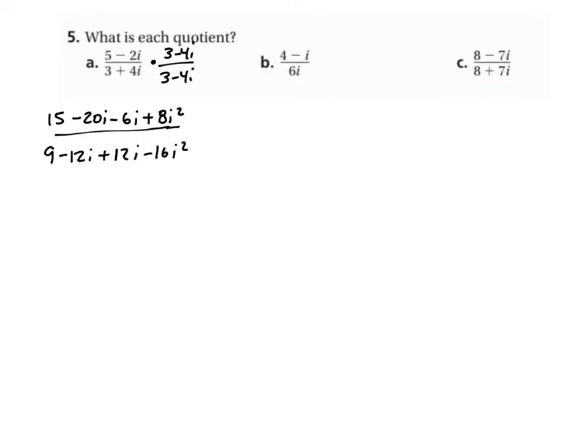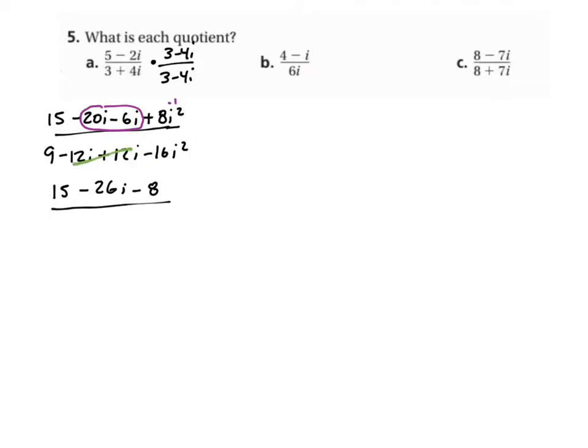So when we FOIL this out, we've got 15 minus 20i minus 6i plus 8i squared over 9 minus 12i plus 12i minus 16i squared. So let's just clean this up the best we can. Here we know we can combine these. So on the top, we've got 15 minus 26i. And then here, we know this becomes negative 1, so this is actually going to be minus 8, over top of, in this case, the bottom.